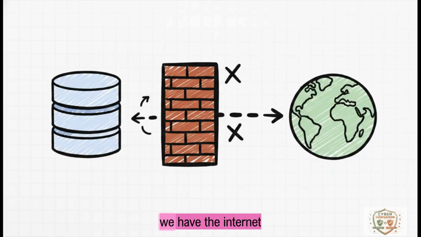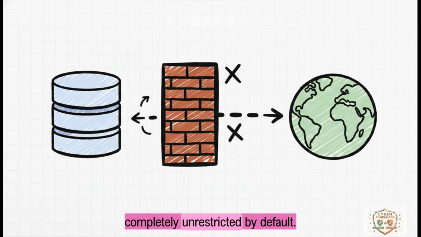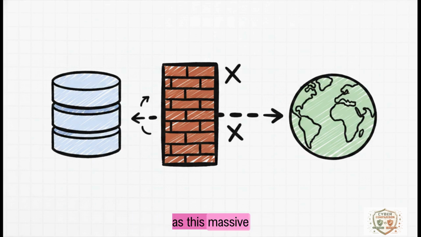And for policy 3, we have the internet access policy, which really just asks a super logical question. Does a database server actually need to browse the internet? Usually, no way. Yet so many organizations just leave outbound connectivity completely unrestricted by default. Blocking unnecessary outbound communication acts as this massive safety net. If malware somehow slips in, this barrier stops it from calling home to external command and control servers.